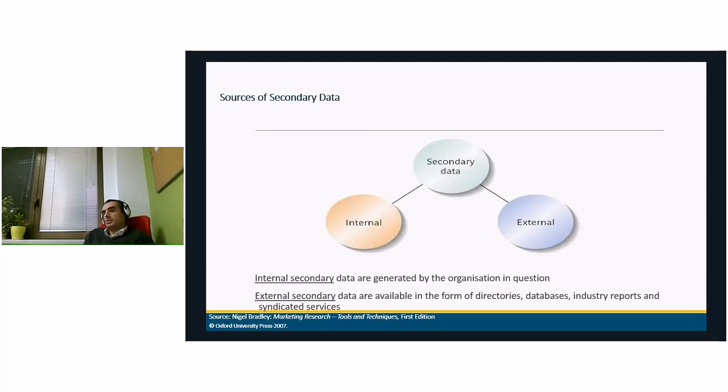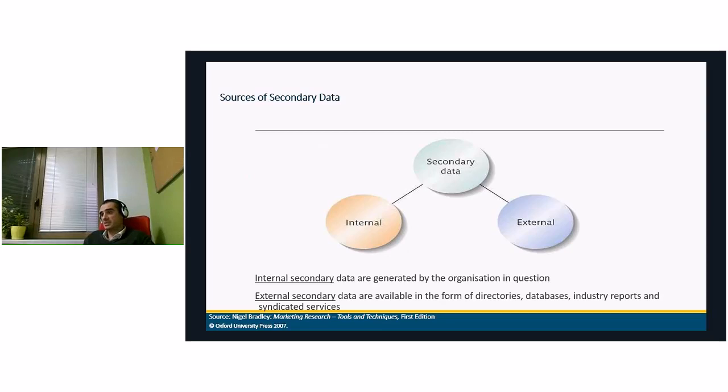Now we will talk about sources of secondary data. In general, there is a division. We have internal and external data, as the name suggests. The internal secondary data are generated by the organization in question, the bank, some statistical office, etc. But for the specific product, service, etc.